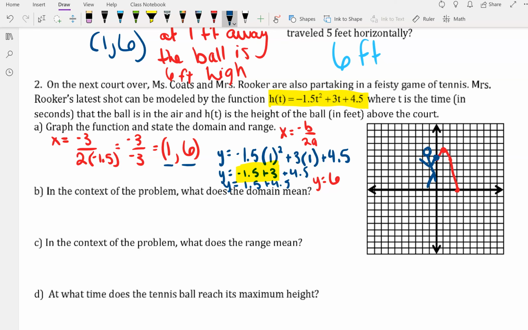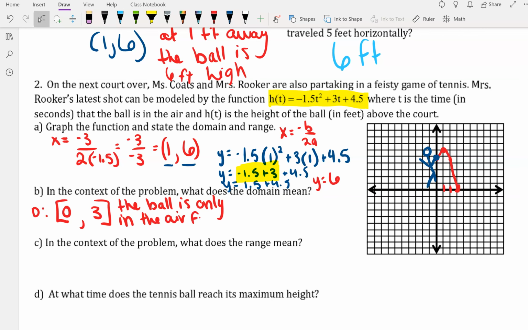All right. So in the context of this problem, what does the domain mean? So the domain I was supposed to find up there, but I kind of ran out of room. So I'll do the domain here. Domain is how far left and right we go. We never go past 0, but 0 is included. And then we only go 1, 2, 3 seconds over. So the domain is [0, 3]. And that means the ball is only in the air for 3 seconds.